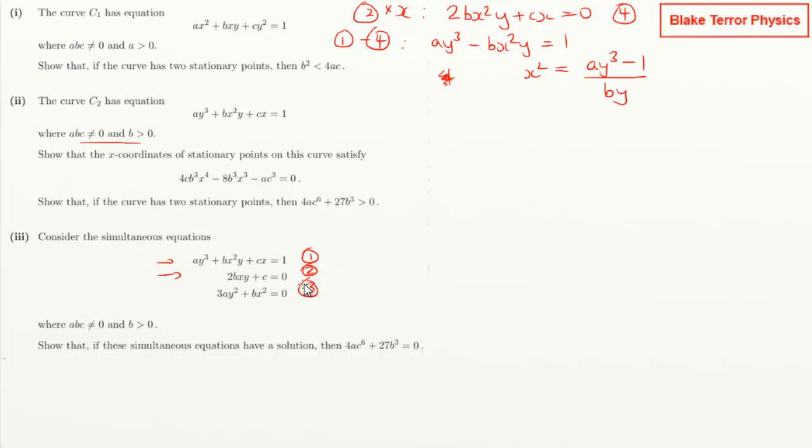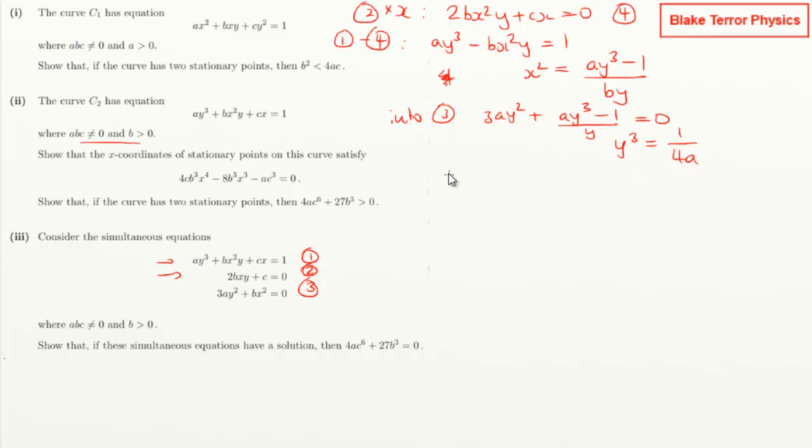Now I might as well pop this into 3, and that will give me something to do with y anyway, won't it? So into 3 is going to give me 3ay squared plus, well, the b's will cancel. So I'm going to get ay cubed minus 1 over y is equal to 0. Okay, so what does that leave me with? 4ay cubed is equal to 1. So y cubed is equal to 1 over 4a.